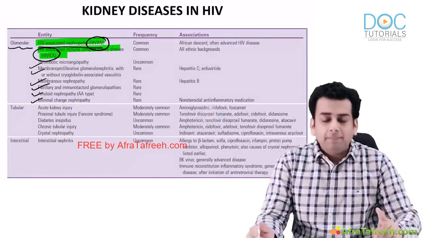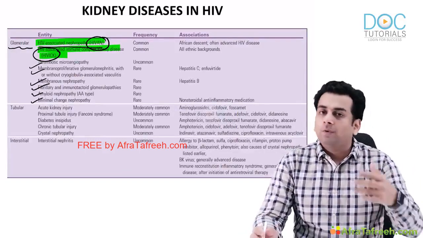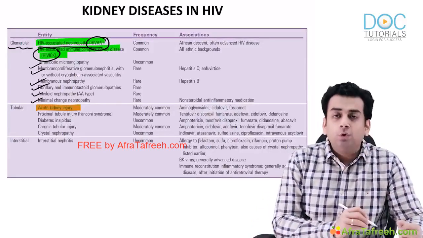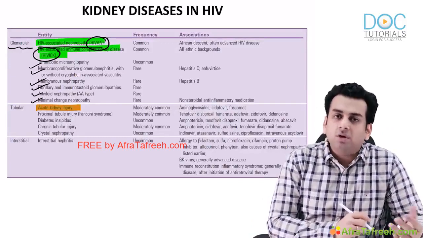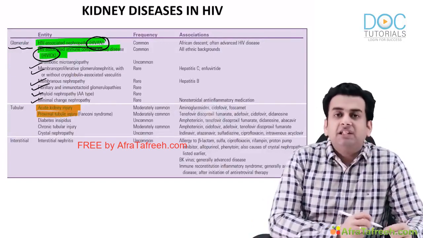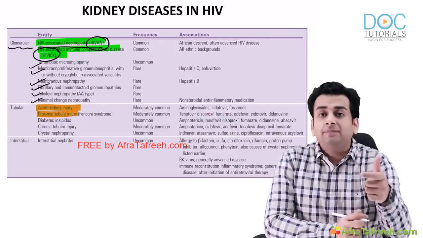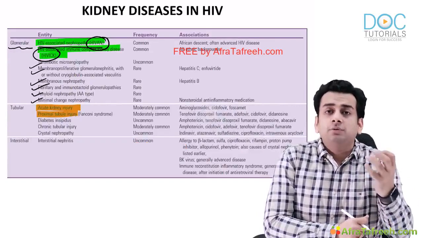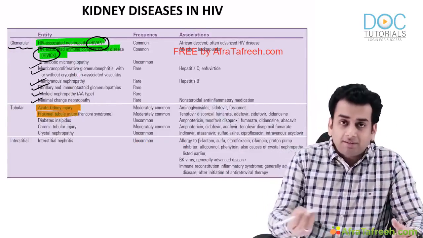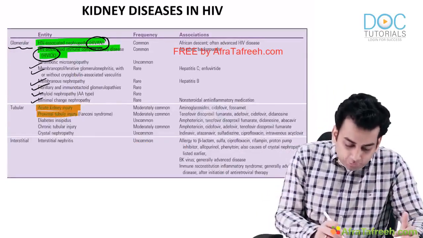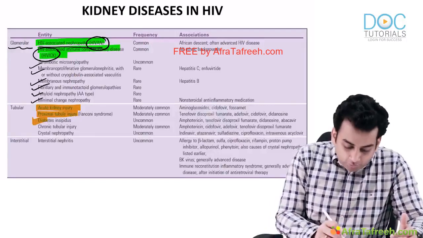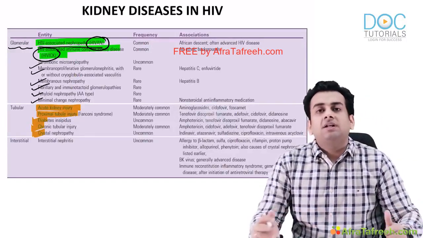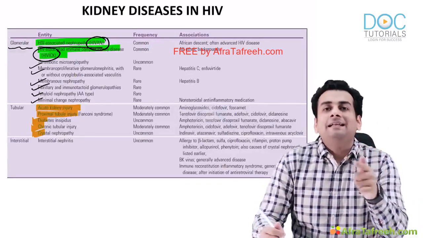Very, very important. Coming to tubular diseases. Well, of course, very commonly it can cause acute kidney injury, by causing acute tubular necrosis, of course. There could be proximal tubular injury causing Fanconi syndrome. A very important antiretroviral drug causes it. Very common pharmacology MCQ, very common nephrology MCQ. Others, which are not that common, could be diabetes insipidus. There could be chronic tubular injury, or even crystal nephropathy, which is again a side effect of antiretroviral drugs.